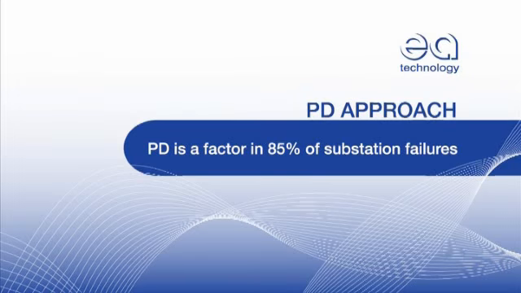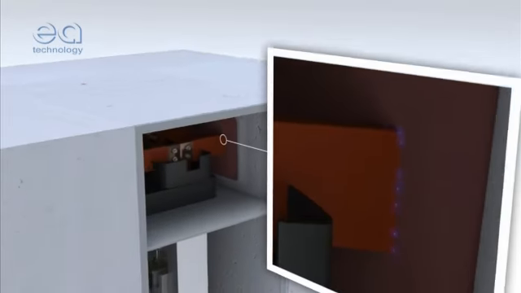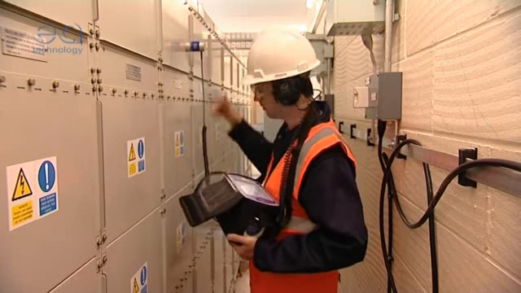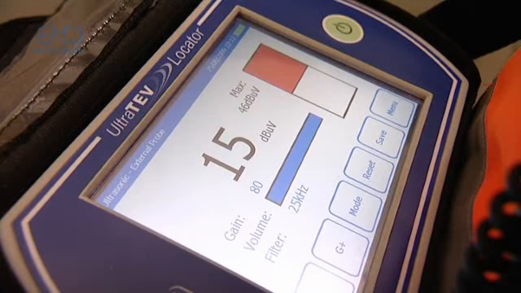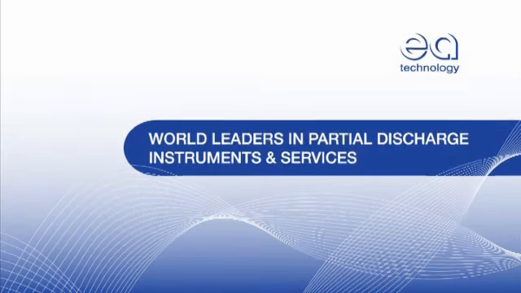Because our experience shows that PD activity is a contributory factor in more than 8 out of 10 disruptive failures in substations. And it is the most reliable indicator of the true condition of insulation in live assets. So, what exactly is partial discharge activity? How do we go about locating and measuring it? And how can we use that information to make assets more efficient and reliable at lower cost? As the world leaders in partial discharge instruments and services, we have the answers.